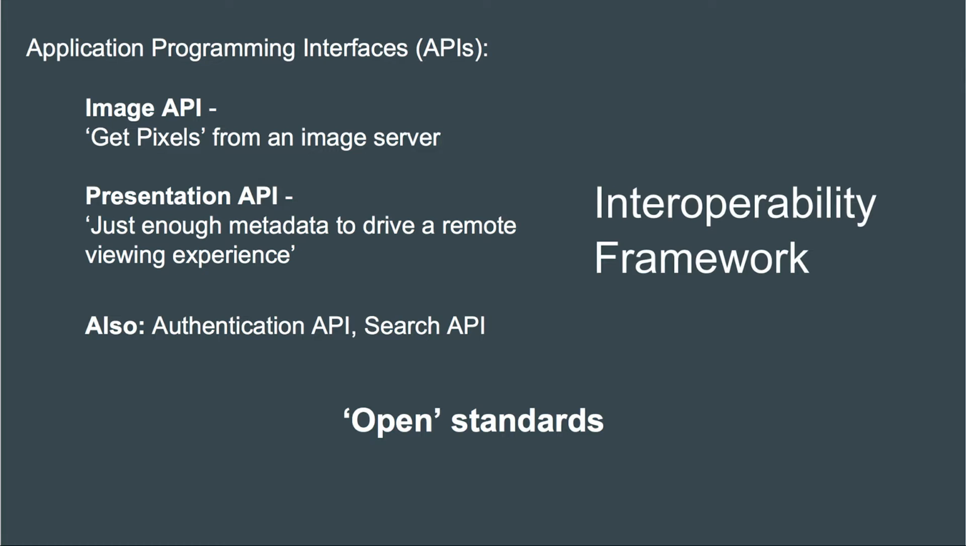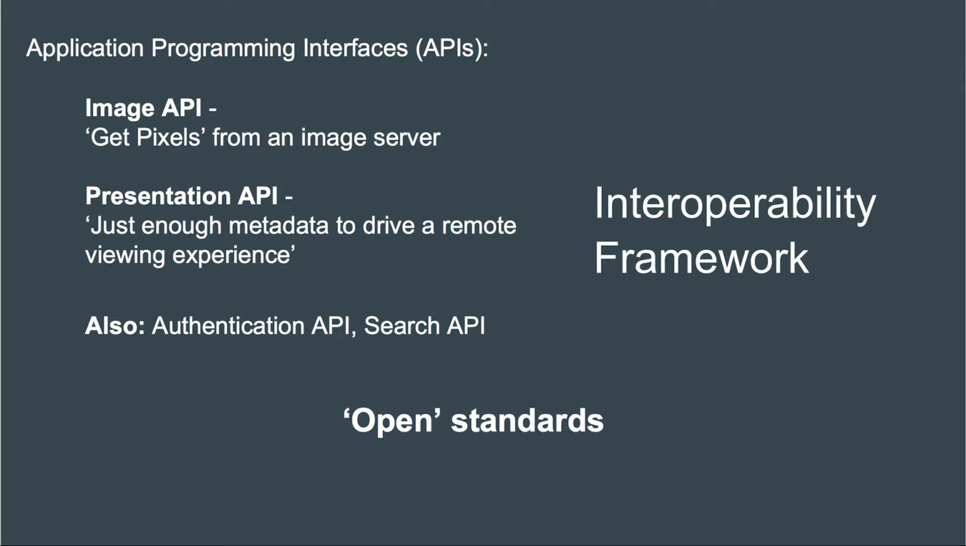The first is the Image API. This is what is sometimes referred to as the Get Pixels part of the approach, in that it is the standard for image delivery, so for communicating with an image server to get the pixels of an image or from an image, so potentially part of an image. And currently this can cover what region of the image to retrieve, at what size, with what rotation, at what color quality, and in what file format. I say currently because it is an evolving standard, so these things can be enhanced and extended further down the line.